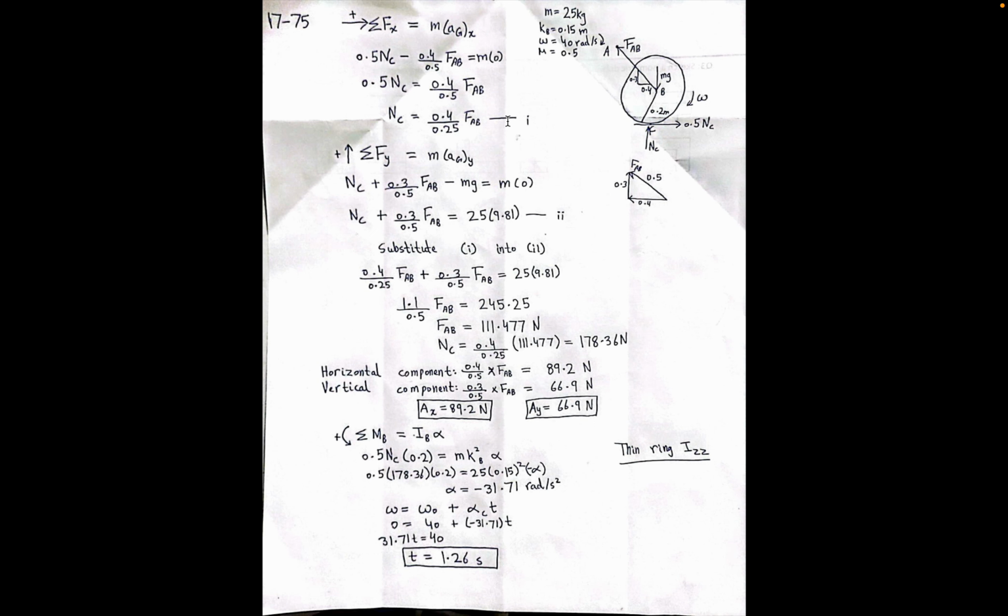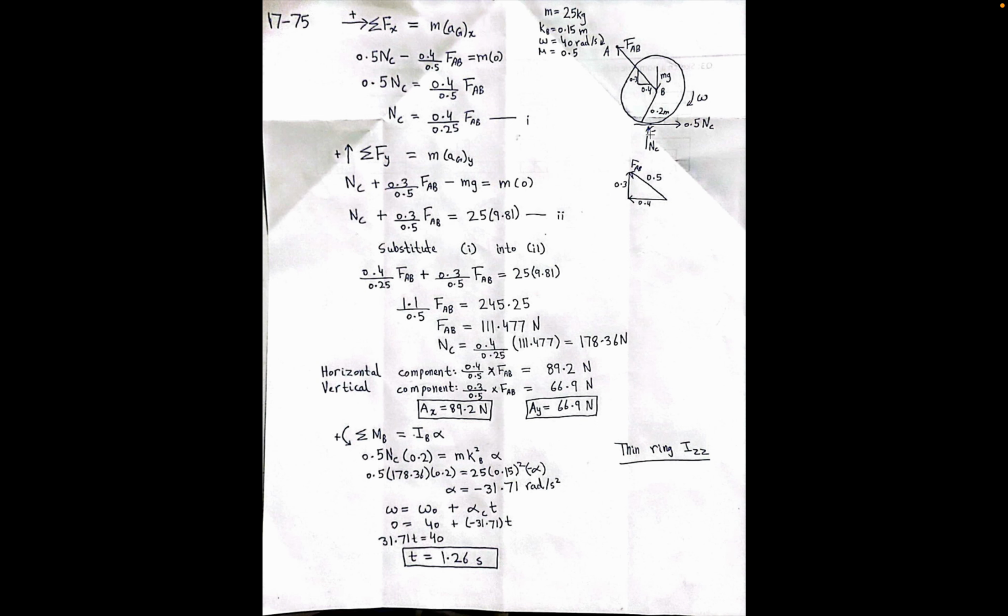We consider that counterclockwise is positive, and the summation of moments is equal to the inertia at B multiplied by the angular acceleration, and it is a thin ring in the Izz direction. So we use the formula m k_B squared multiplied by angular acceleration over here, and in the summation of moments we only have 0.5 NC multiplied by 0.2, which is the horizontal force over here.